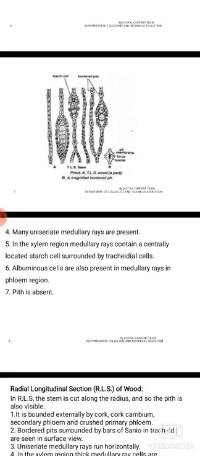Many uniseriate medullary rays are present. In the xylem region, medullary rays contain a centrally located starch cell surrounded by tracheidal cells. Albuminous cells are also present in the medullary rays in the phloem region, and pith is absent.